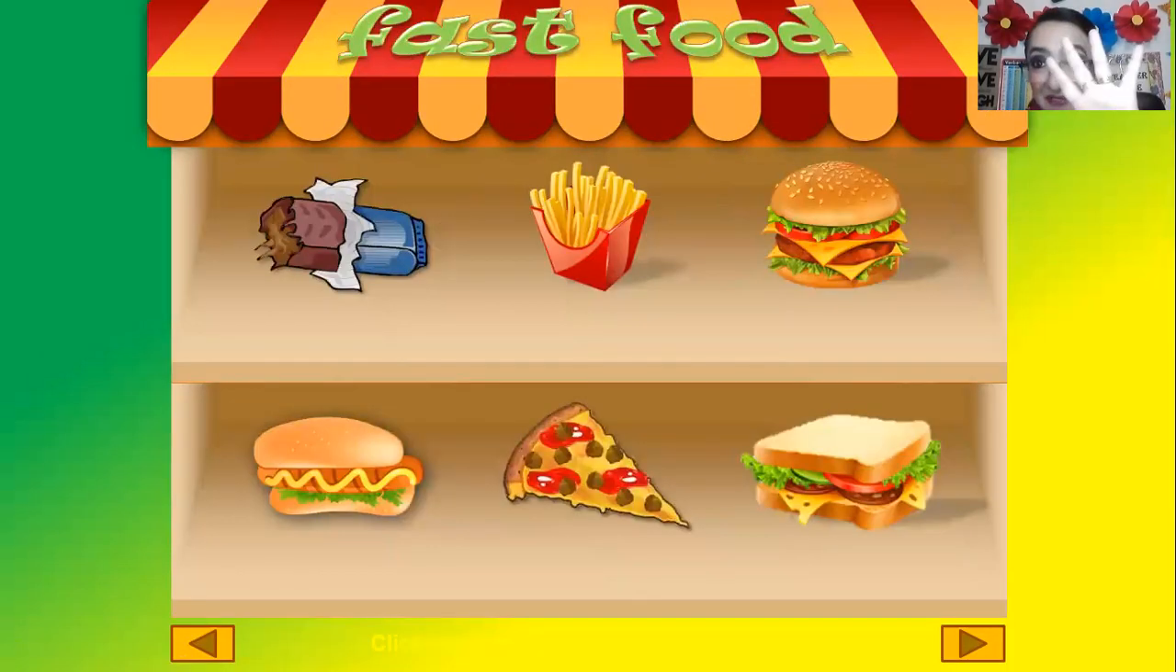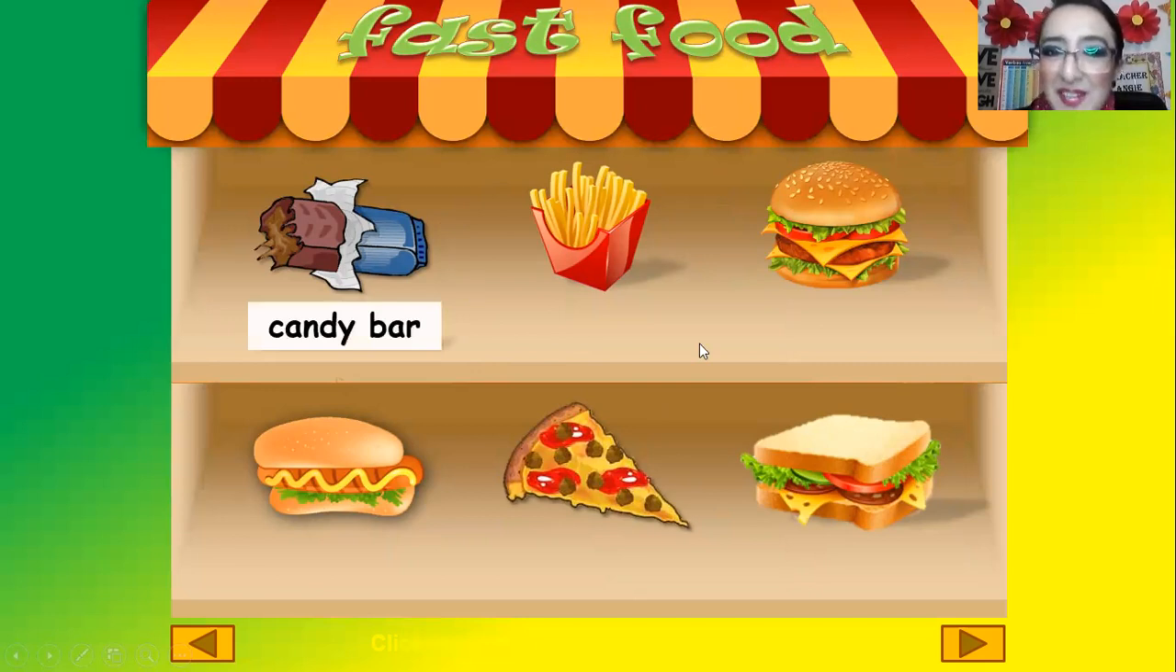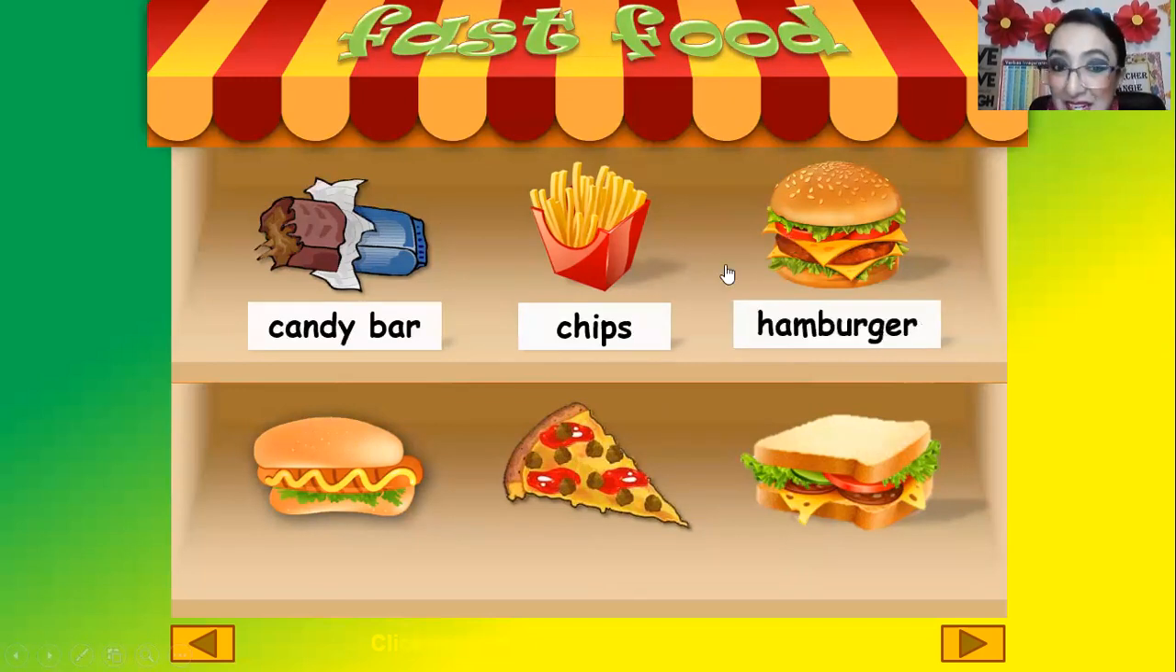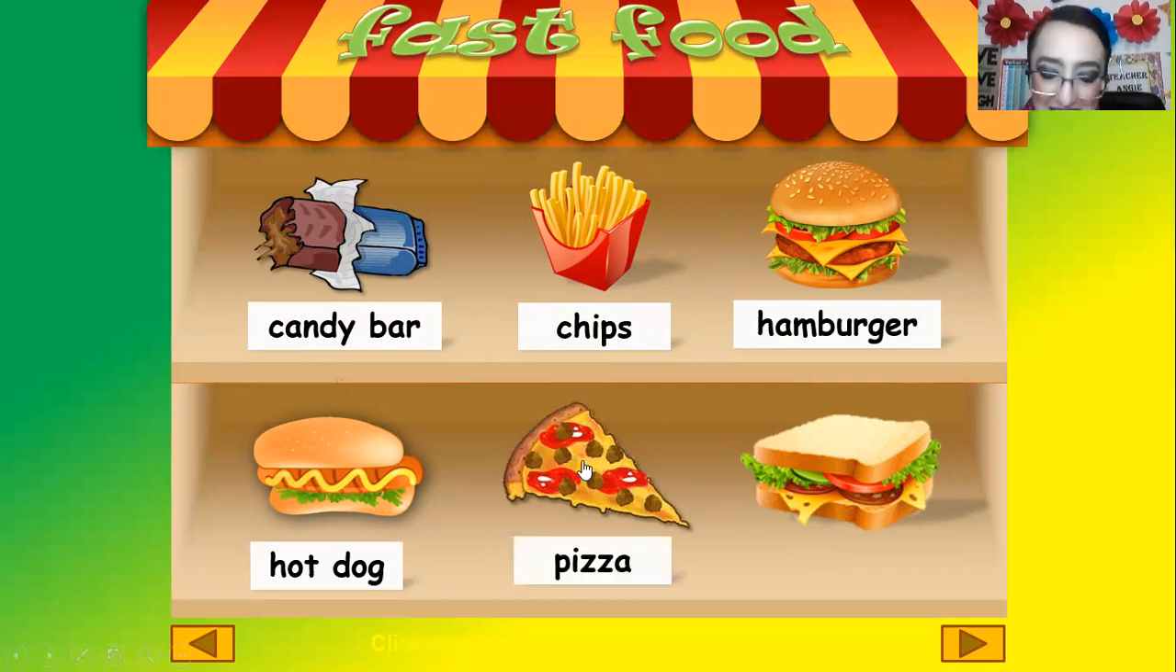And we have the fast food. We have the candy bar or chocolate. The chips or French fries. Or fries, hamburger or burger, the hot dog, we have pizza, and we have sandwich. A delicious fast food, really.